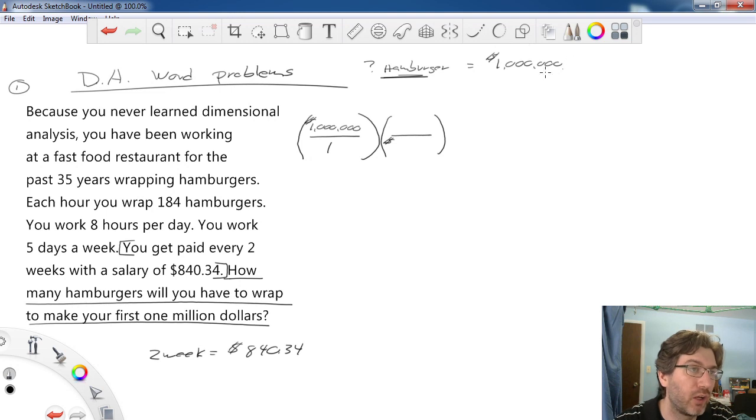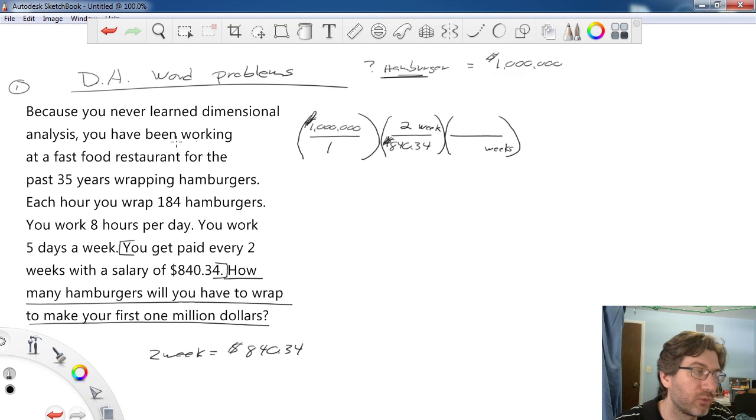So now I can take my $1 million here, cancel dollars out at the top, and turn it into weeks, because I know how much money I make each 2 weeks. In this case, 840.34 goes with dollars, so 840.34 goes on the denominator with dollars, and 2 goes on the top with weeks. Now, if I stop there, I would get how many weeks it takes me to get $1 million. I don't want that. I want to know hamburgers. So right now my dollars are going to cancel, that's good, and I'm left with weeks. I know my next fraction has to get rid of weeks, so weeks has to go on the bottom.